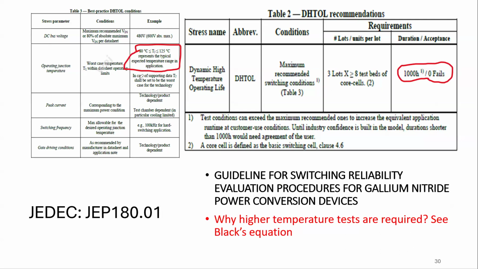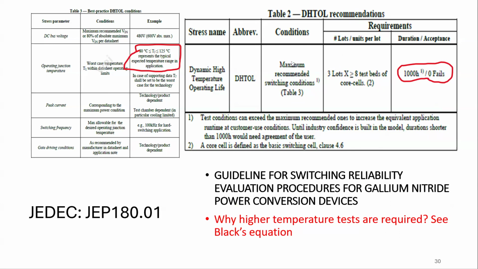And then I want you to do something. This stress is named dynamic high temperature operation life cycle, DHTOL. You have to do a number of lots. Each lot is 8 tests, and you do 1,000 hours, no failure. That's the criteria: zero failures. So you have to follow the guideline.